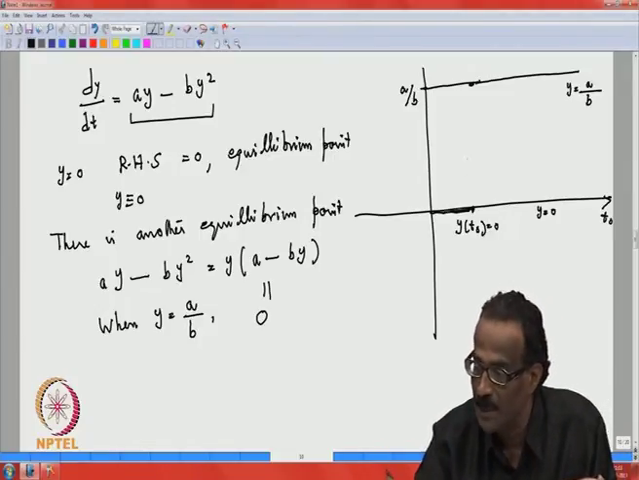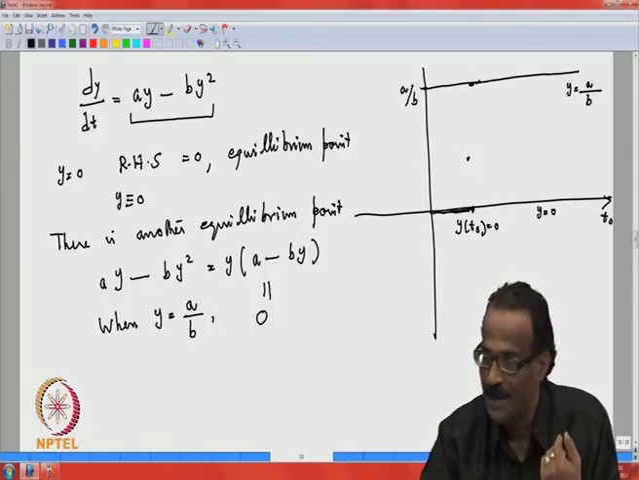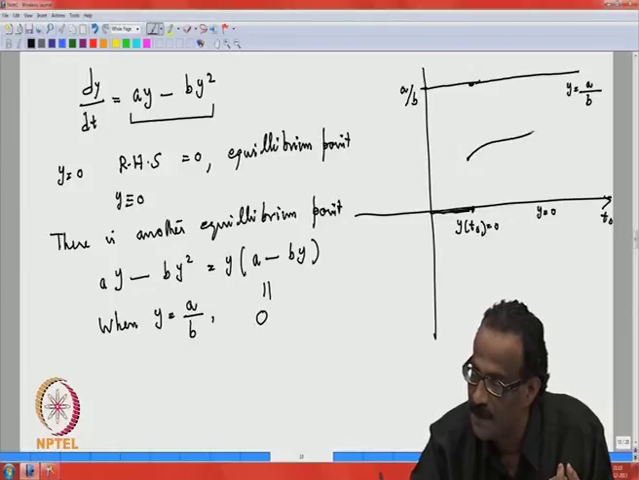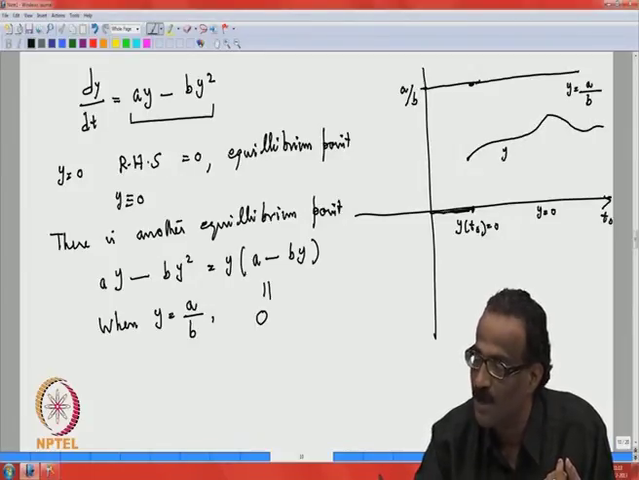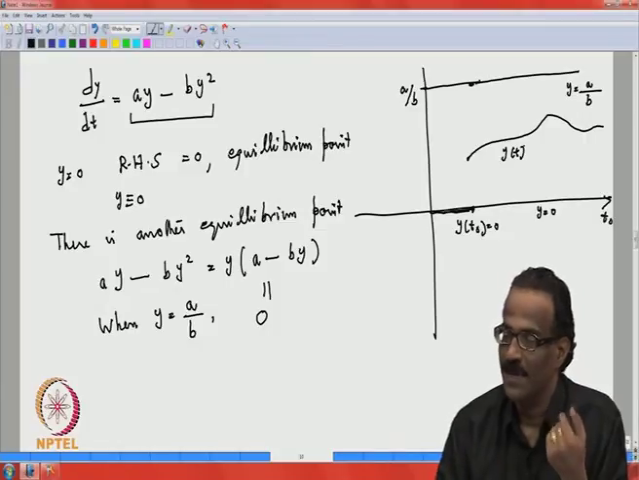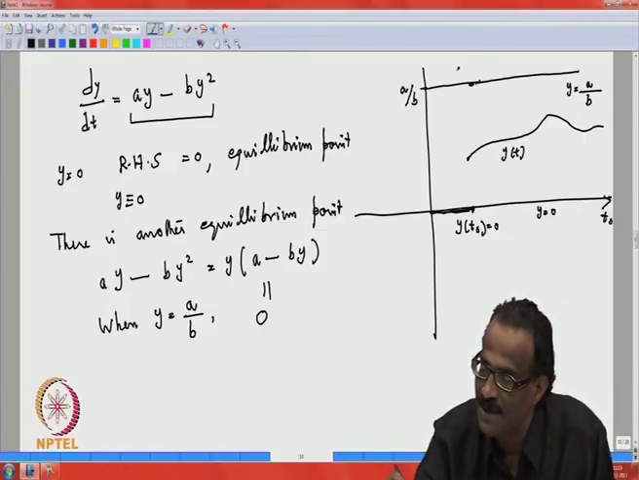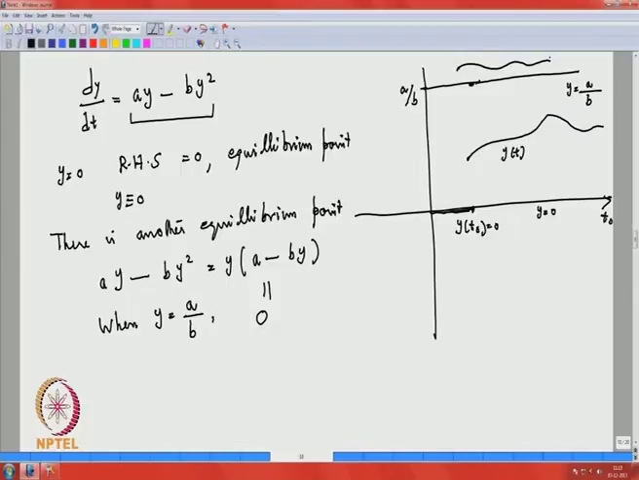Whenever your initial population is somewhere between 0 and a by b, the entire trajectory will be somewhere here. We do not know yet, we are going to understand more of this graph. Similarly, if your trajectory is somewhere here, the trajectory will be here. What I am trying to say is that if your trajectory starts with y naught between population 0 and a by b, that is 0 less than y naught less than a by b, the exercise is that you have to explain these things, whatever I have explained, and write it properly.